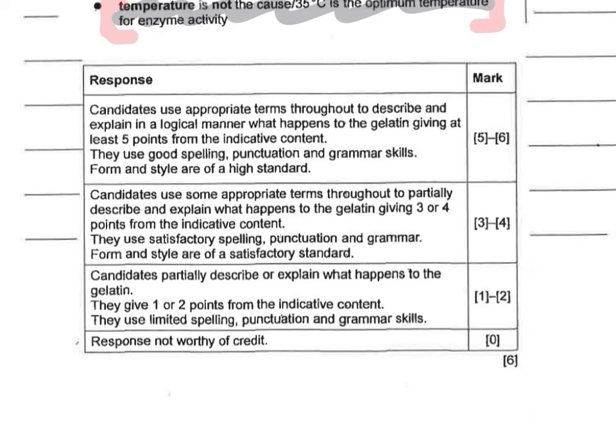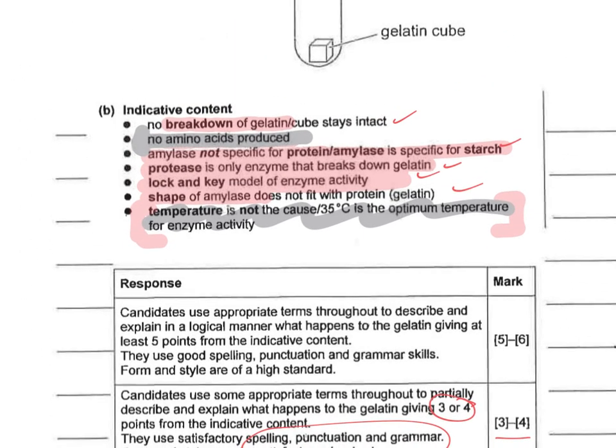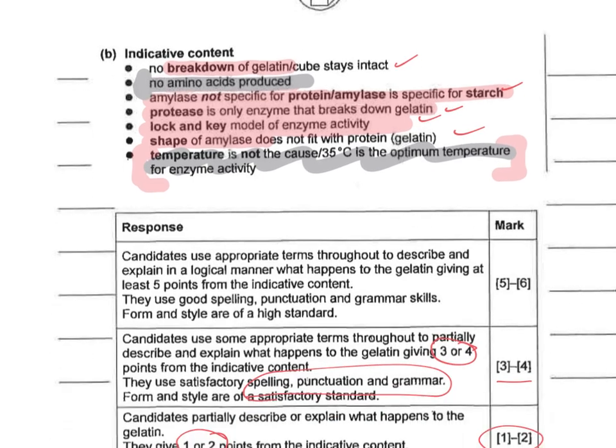If you got at least 5 points there, but you had a lot of spelling mistakes, or you didn't use punctuation, or your grammar was poor, you're only going to get 5 out of 6. If you got 3 or 4 points, well, it depends on your spelling, punctuation and grammar. You're either going to get 3 or 4 marks. If you only had 1 or 2 points, you're only going to get 1 or 2. And again, it'll depend on your spelling, punctuation and grammar. And if you didn't make any points, you're going to get 0. But you can see that it is possible to get 6 points for getting at least 5 points there and having good punctuation and grammar.